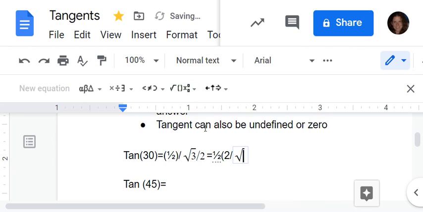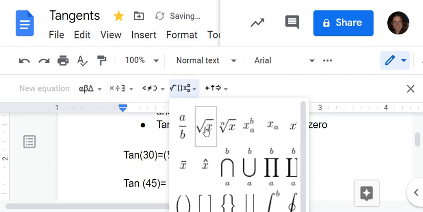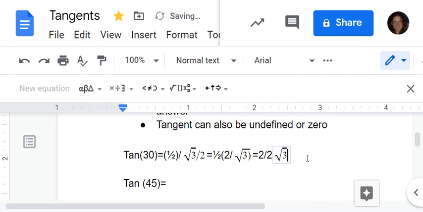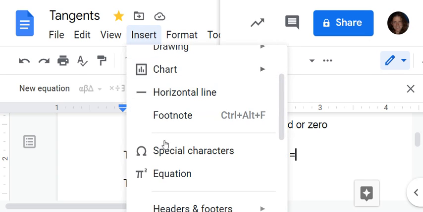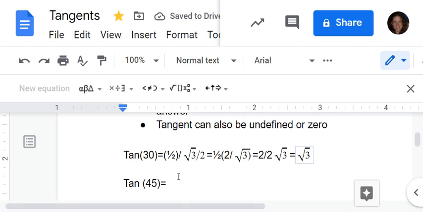by square root 3. This is going to mean we're going to end up with 2 over 2 square root 3, which can be rationalized by multiplying the top and bottom by a square root 3 because we can't have that there. And 2 over 2 gives us 1. So we will end up with our final answer of square root 3. Okay, so it's just those rationalizing things.